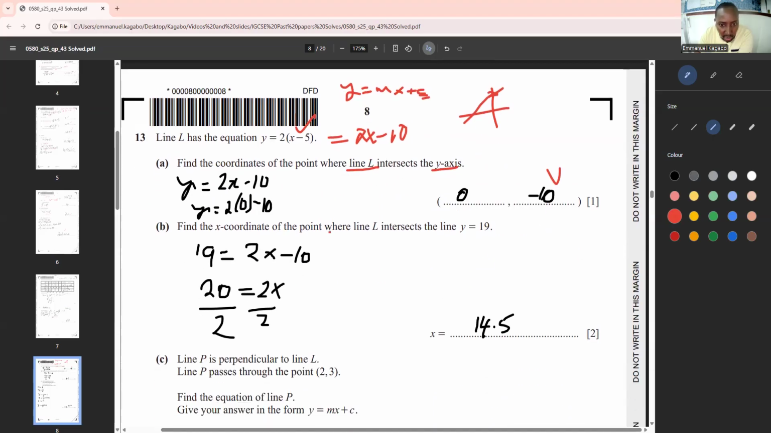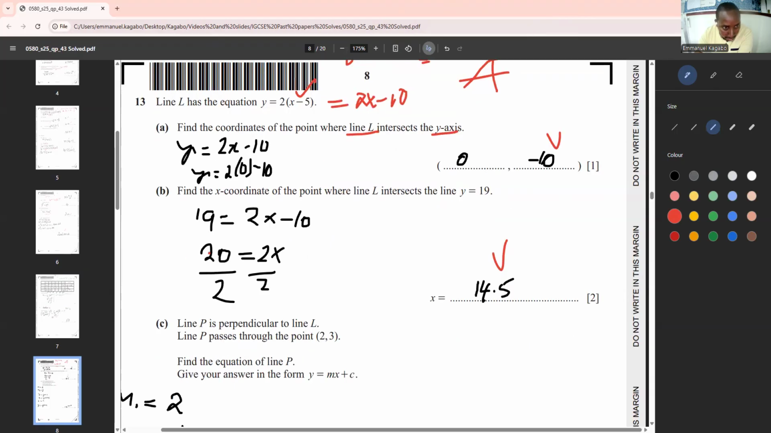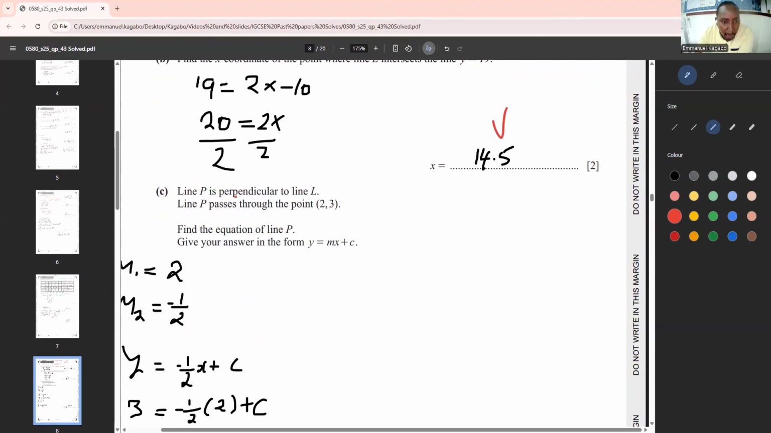Find the x coordinate of the point where y equals 19. So y equals 19. That means I have to come here and equate it to 19, because the y is 19. So 19 equals 2x minus 10. So bring this one, 19 plus 10 gives me 29 divided by 2. This is what you're going to get, okay? Fantastic. Now, the line is perpendicular.